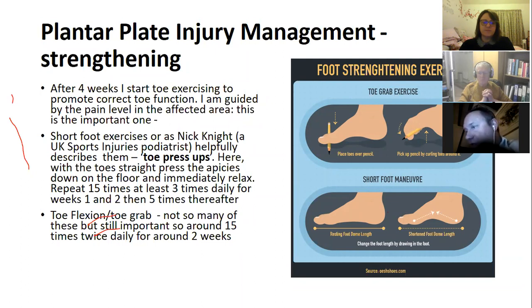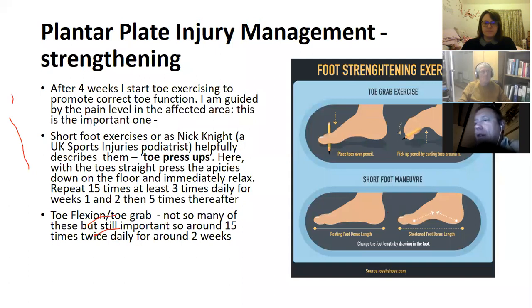Obviously, you're writing all this down for your patient because it's a lot to remember, and it becomes a routine. Then, the other one you can give, although I'm not necessarily hot on this one, is where you're grabbing the towel, grabbing the pencil. You grab, you let go, you grab, you let go. And again, maybe twice a day times 15.